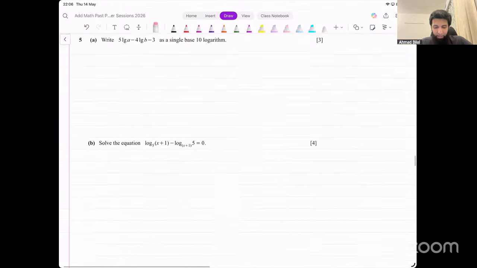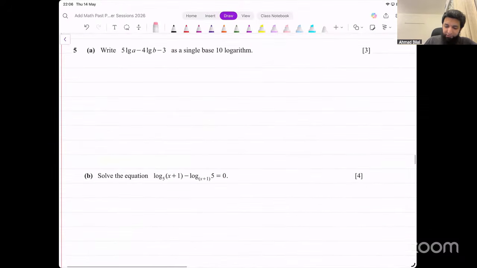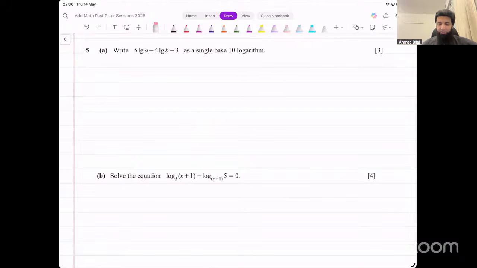Okay, let's look at the next one now. They're saying 5 lg a minus 4 lg b minus 3. Write this as a single base 10 logarithm, not algorithm. How do we do that?